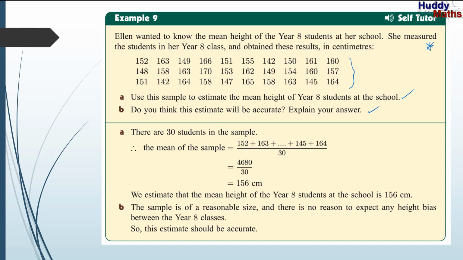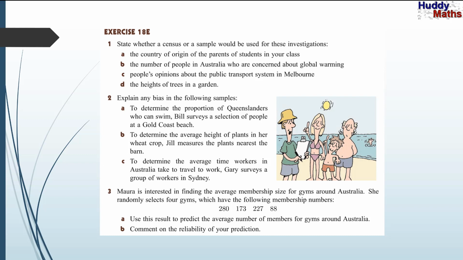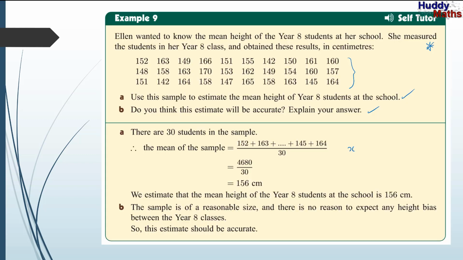Okay, so your conjecture is the estimate. You're going to say, on the average, we think this is the height of the Year 8s. So here we are, X bar. X bar is the sum of all the students' heights in the class divided by n. So you put them all down, divide by n, and you get a mean of 156 centimetres. So the estimate is 156 centimetres. That's our conjecture. That's what we reckon the average Year 8 height is. Some above, some below, and that's our mean.